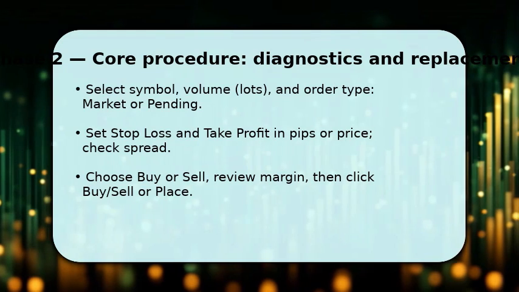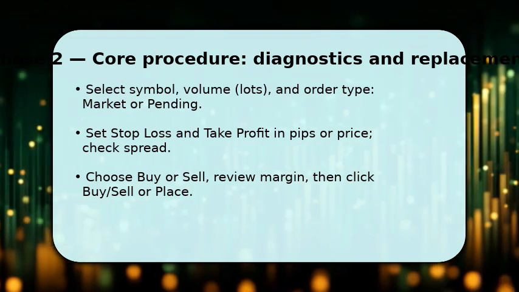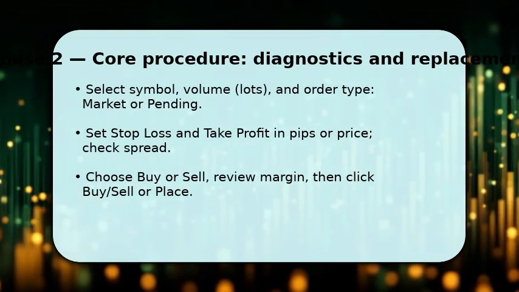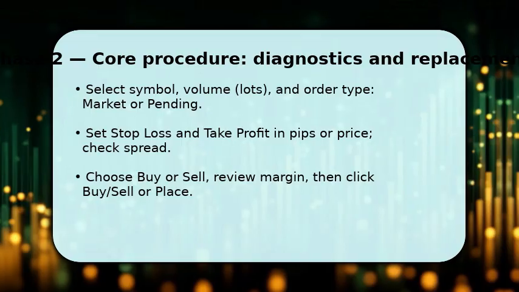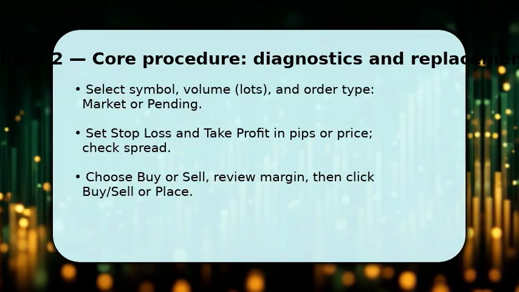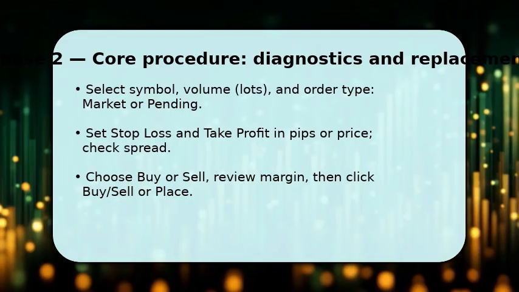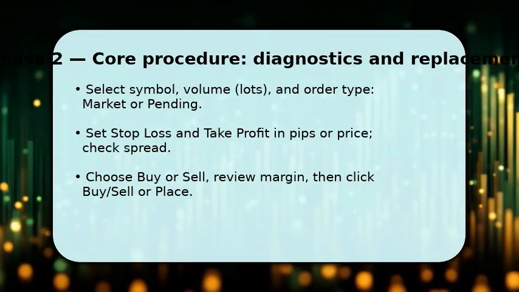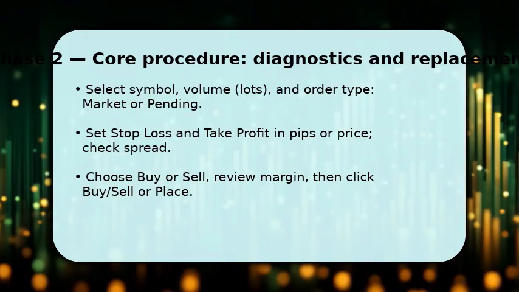Now you configure order details step by step. Choose the correct symbol, set volume in lots, and pick market or pending order type. For safety, add stop loss and take profit levels using price or pip values. This controls risk. Check the spread and free margin on the terminal so you can afford the position.